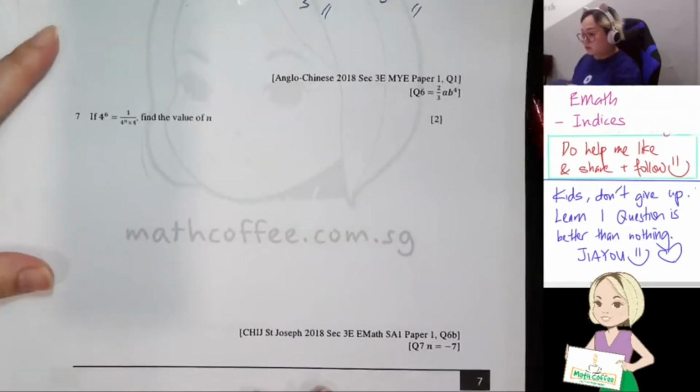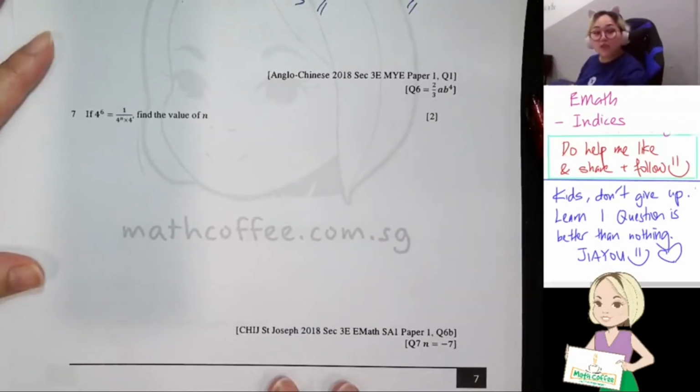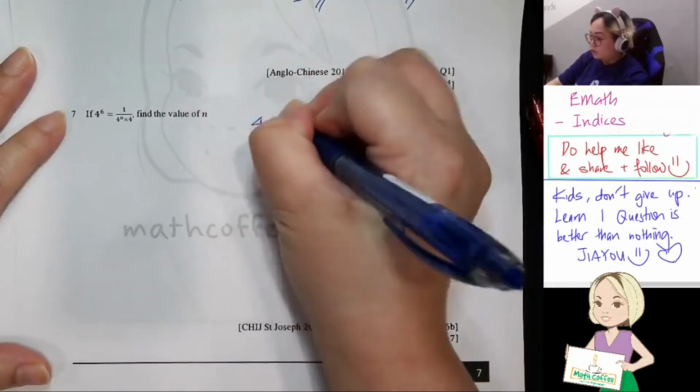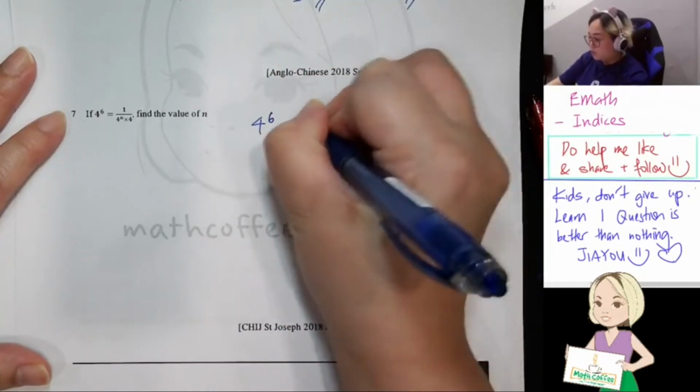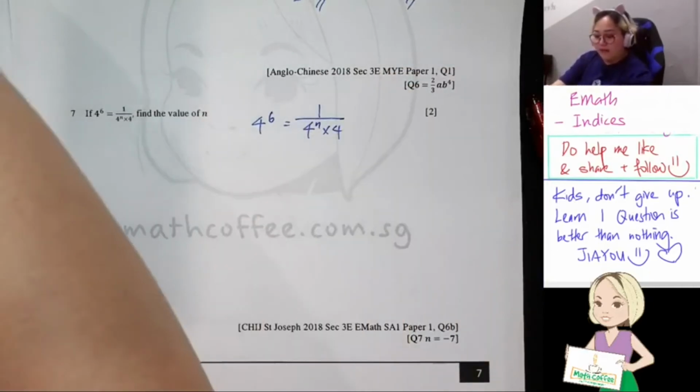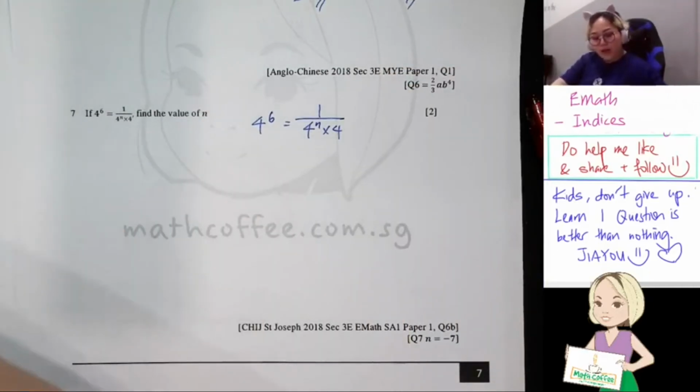Okay, let's move on. Someone says that he usually gets question 7 wrong. So let me write out the question. It's 4 to the power of 6 equals 1 over 4 to the power of n times 4. They ask you to find the unknown n.